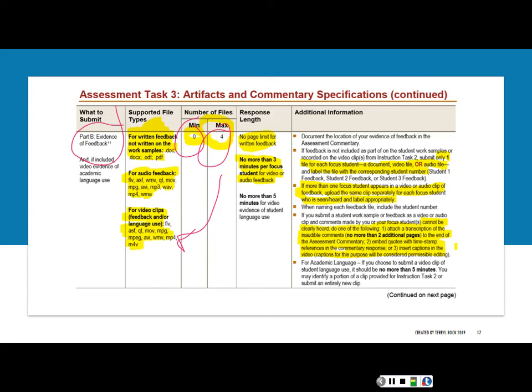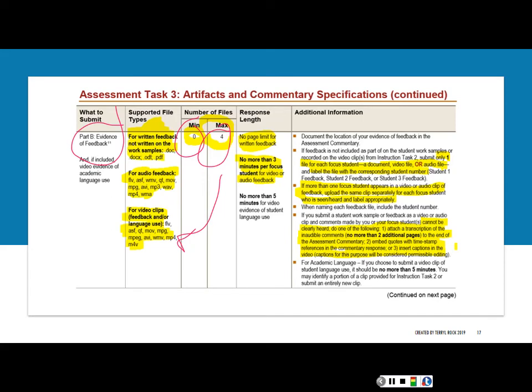Well, I guess you could have 1 or 2, but it would be confusing for the scorer if you're giving some of the students feedback written and some of the students feedback on video. Only 1 file for each focus student, a document, video, or audio file. Label the file with the student's number, student 1 video feedback, student 2 feedback, etc.